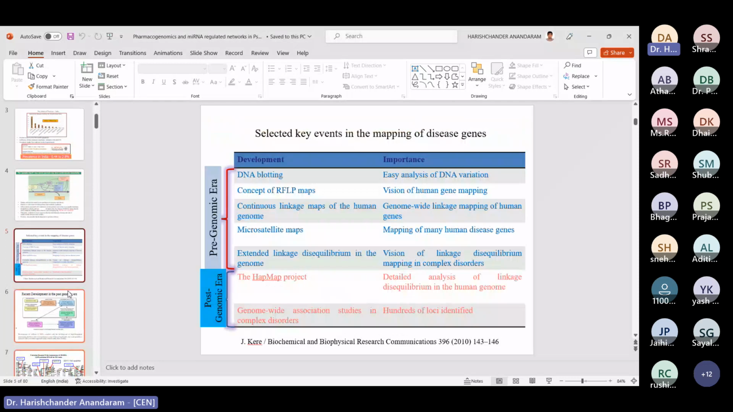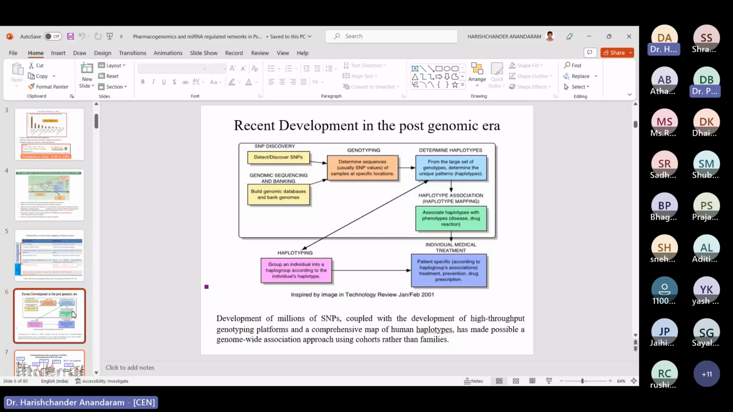And what were the key aids when the studies were enhanced? When you look a little deeper, in the development from the pre-genomic era to the post-genomic era, the level of information is very high. In the pre-genomic era, we had only DNA blotting or RFLP maps, some basic linkage to the human genome. But in the post-genomic era, you have haplotype mapping and genome-wide association, so that multiple loci were identified.